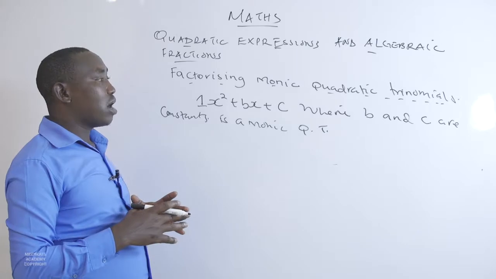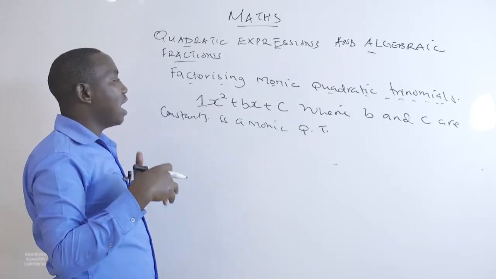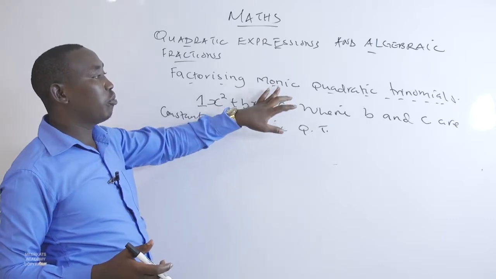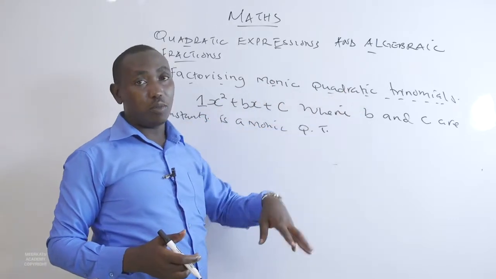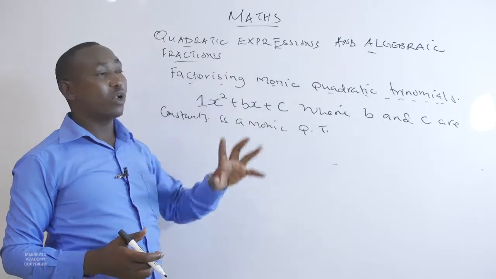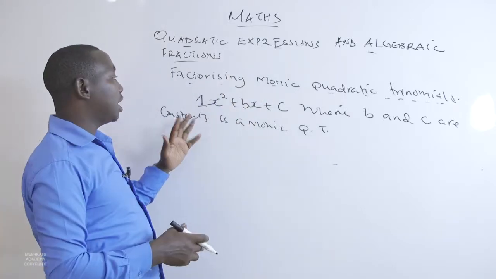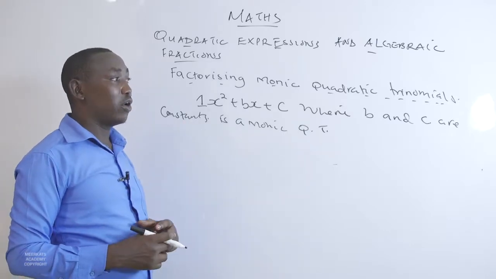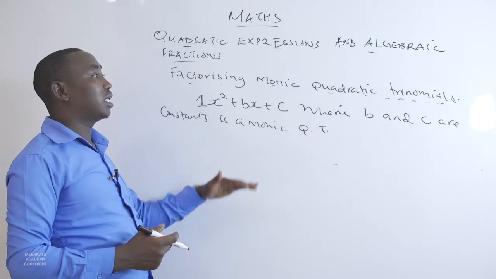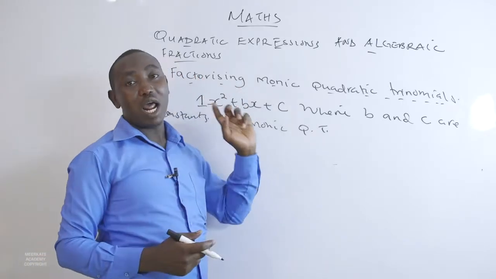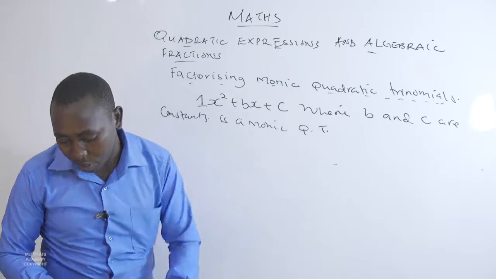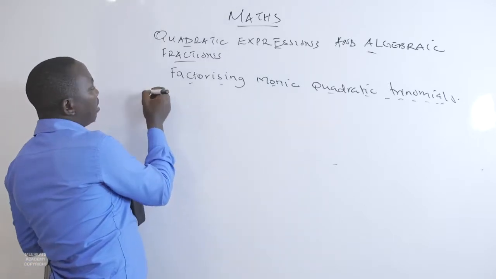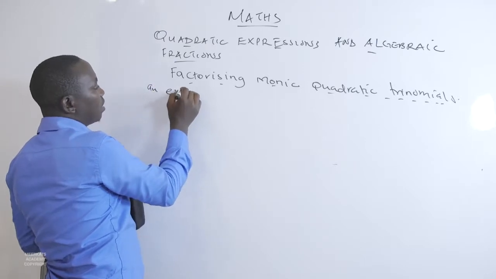But in case it had a different number like 2, 3, 4, then it ceases to be a monic quadratic trinomial. It becomes a non-monic quadratic trinomial. So during this lesson, we want to look at how we can factorize monic quadratic trinomials. Then during our next lesson, we'll look at how we can do the same for non-monic quadratic trinomials.